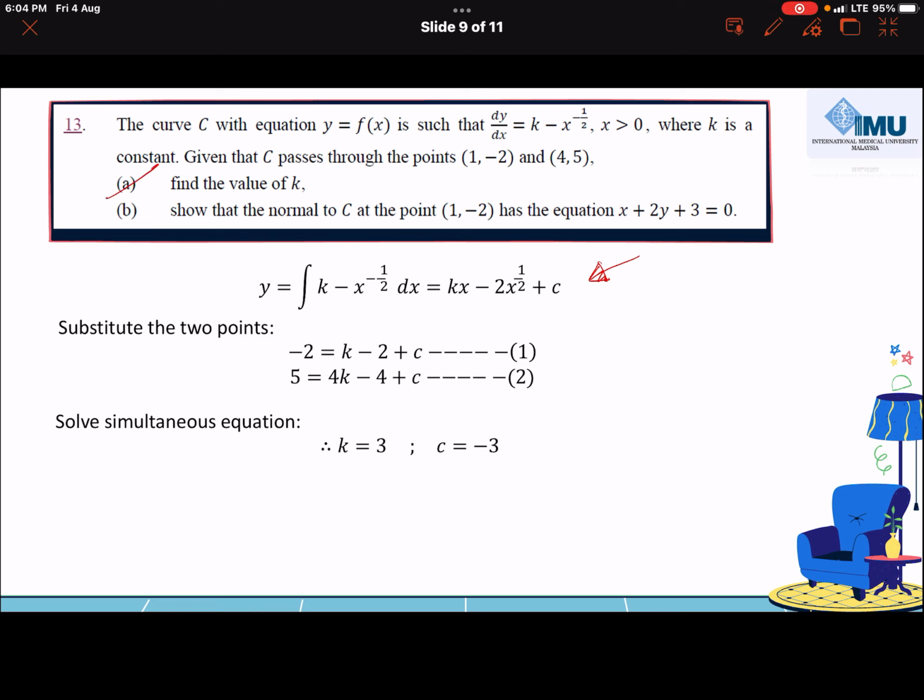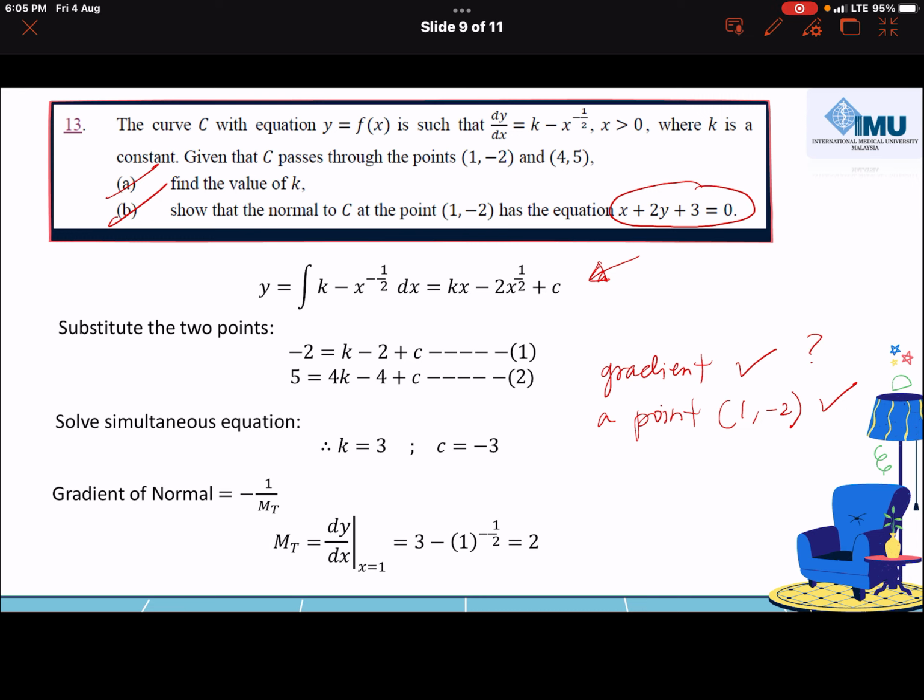Now, let's continue in part B. They ask you to show the equation of the normal to C at the point (1, -2) will have this expression. Now, how to find the equation of a normal? Correct. It is just simply the equation of a straight line. But before that, we need the information of the gradient as well as we need a point. Now, the point is given, (1, -2). We already have it.